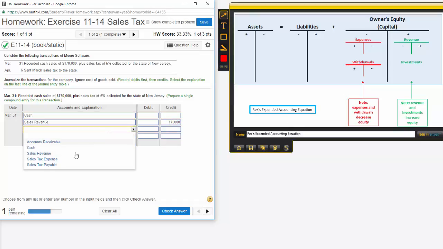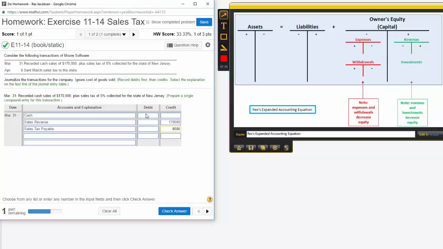We also know we have to record a sales tax payable. And this sales tax payable is increasing our liability. Once our customers pay us that money, we now owe that to the state. So this liability is increasing. That's why I'm going to be putting it on the credit side. And the amount of sales tax that we have to collect is going to be 5% of $170,000. That turns out to be $8,500.